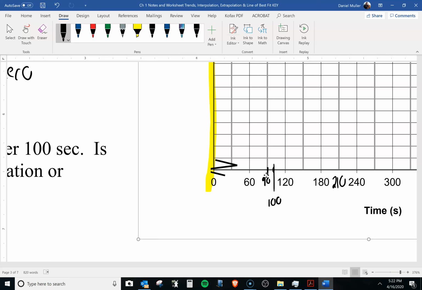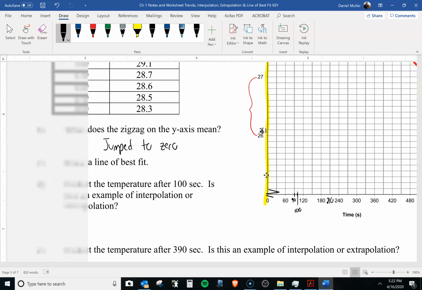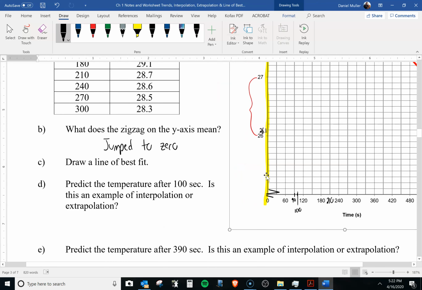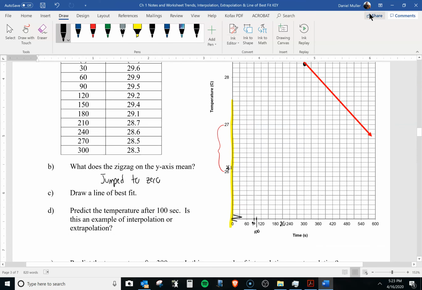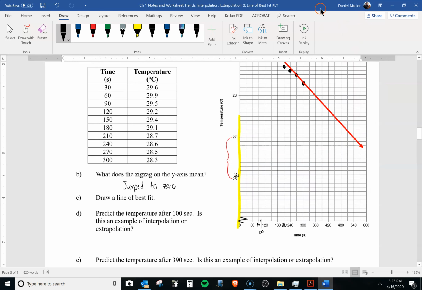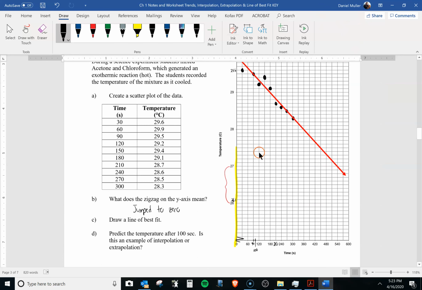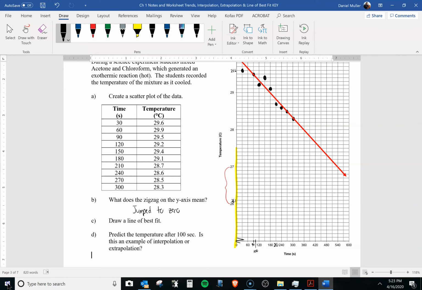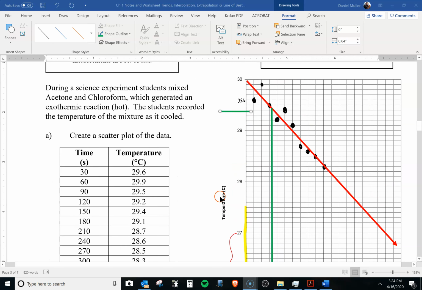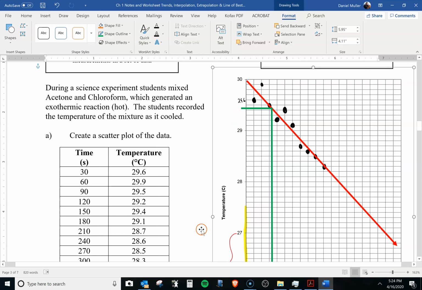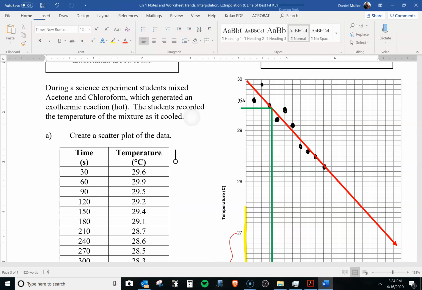And so we want to predict what is the temperature after 100 seconds. What you want to do is grab a ruler and go all the way up until you hit your line. I got to zoom out quite a bit here. So I drew a straight line here at 100. It goes all the way up until I hit my line of best fit, and then I'll draw a line all the way over to here. And that will give me a bit of an idea of what is the temperature at 100 seconds.